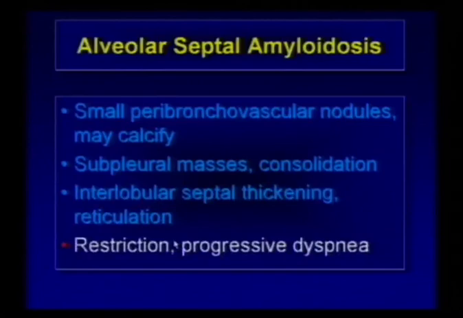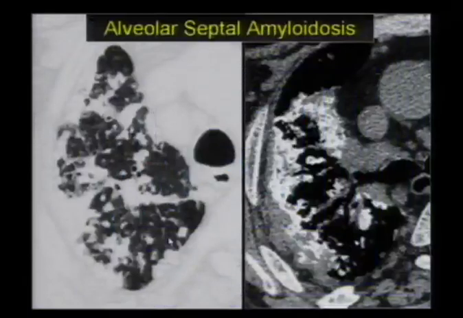So radiographically there are similarities, and clinically there are similarities. This is a patient that went on to lung transplantation due to diffuse amyloidosis, and it's a good example of what perilymphatic nodules look like. You can see very large nodules.